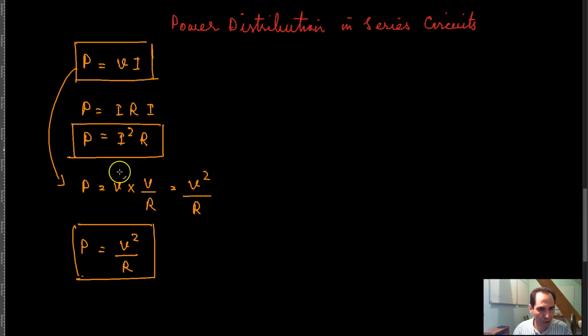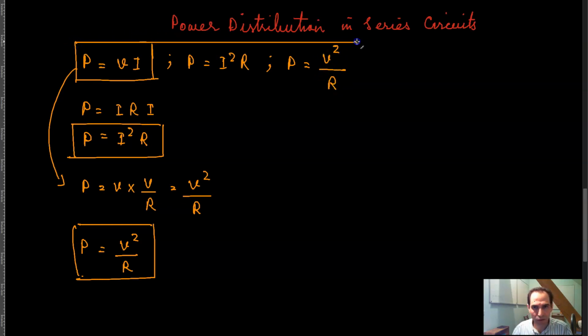So you have these three formulas to use in a circuit: P is equal to VI, P is equal to I squared times R, and P is equal to V squared over R. In the second one, you square the current and multiply it by the resistance. In the third, you square the voltage and divide it by the resistance. These are the three different ways that you can calculate power in a circuit.